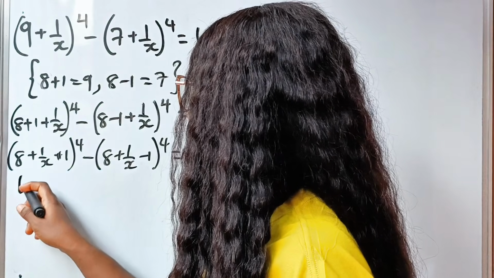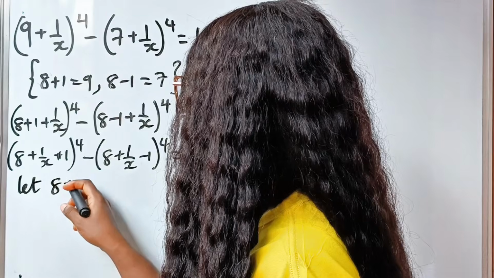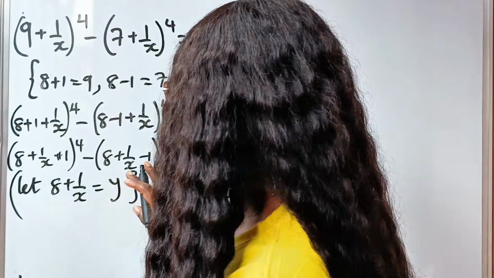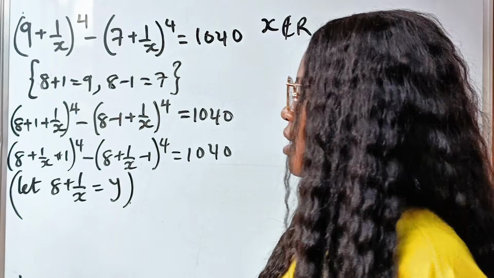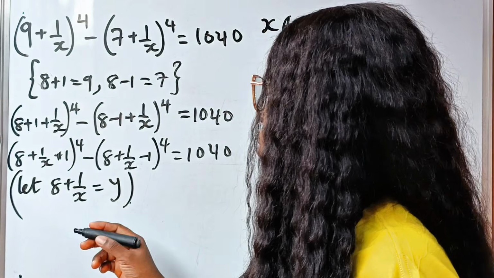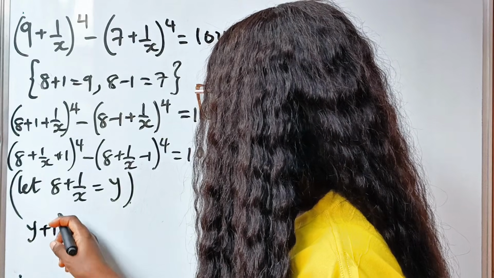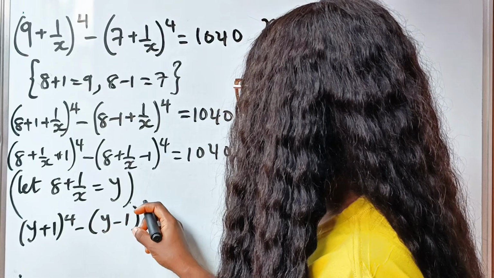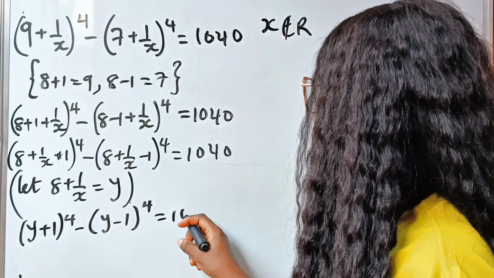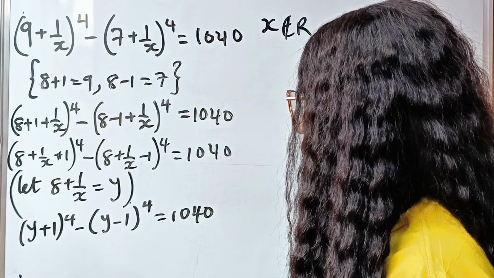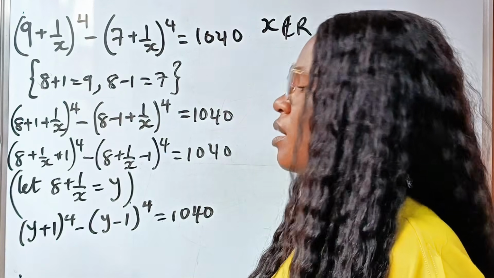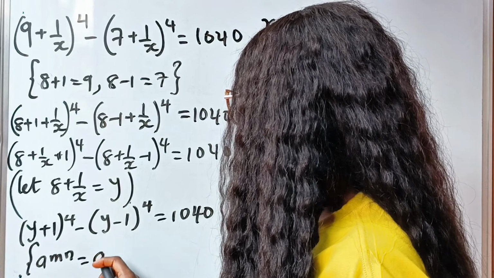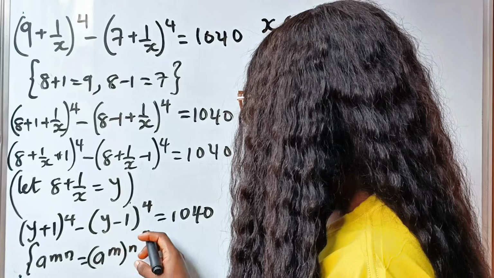So we can say let 8 plus 1 over x be equal to y. That means this becomes y plus 1 raised to the power of 4 minus y minus 1 raised to the power of 4 is equal to 1040. Remember that a to the power of m times n is equal to a to the power of m raised to the power of n.